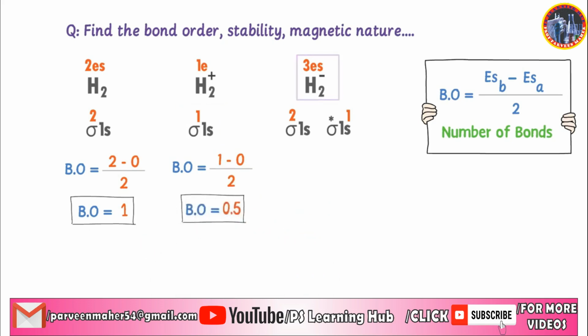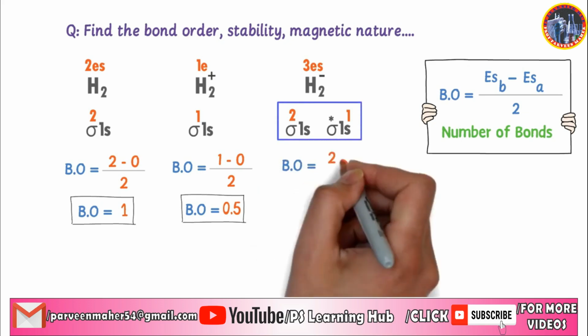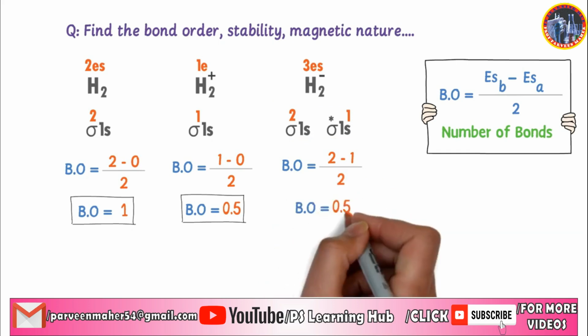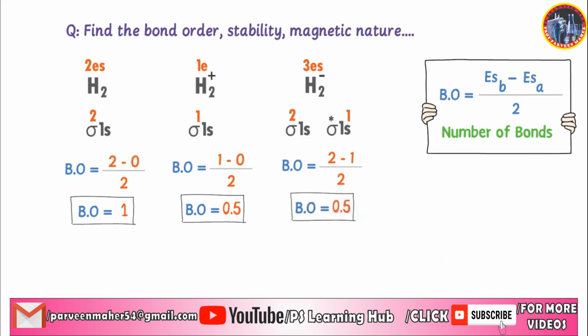In the case of the H2 negative ion, bond order is equal to 2 electrons present in the bonding molecular orbital minus 1 electron present in the anti-bonding molecular orbital, divided by 2. So the bond order of the H2 negative ion is also 0.5.